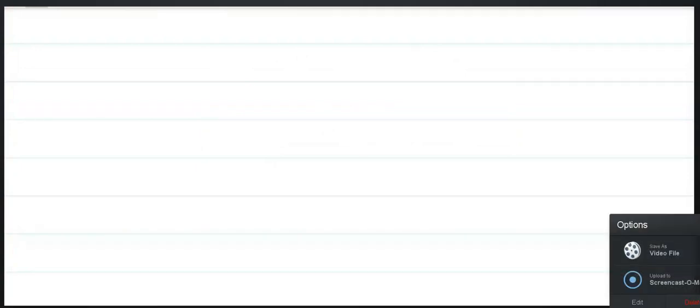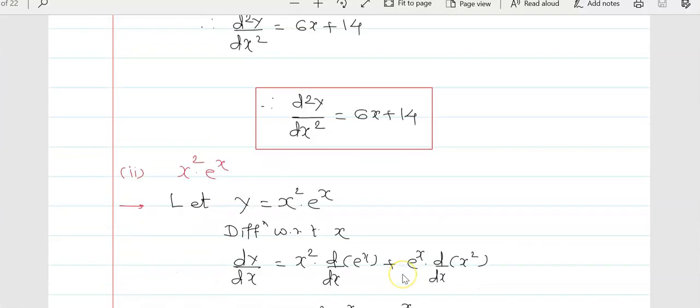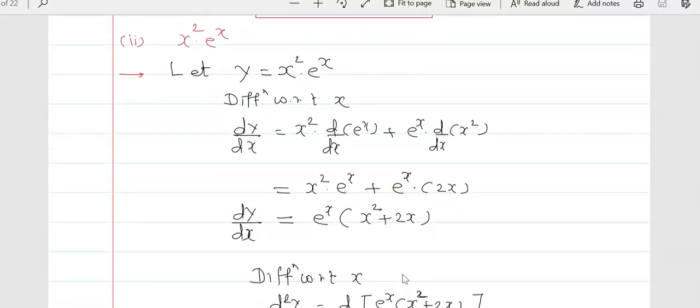I will summarize this problem again. See this. This is the problem. y is equal to x square into e raised to x. Differentiate this with respect to x. dy by dx is equal to x square into d/dx of e raised to x plus e raised to x into d/dx of x square. Derivative of e raised to x is e raised to x, and derivative of x square is 2x. Therefore, you get dy by dx equal to e raised to x common, and in bracket x square plus 2x.